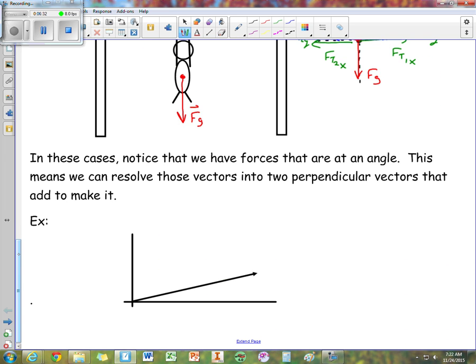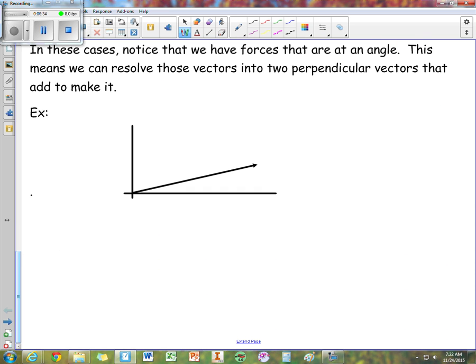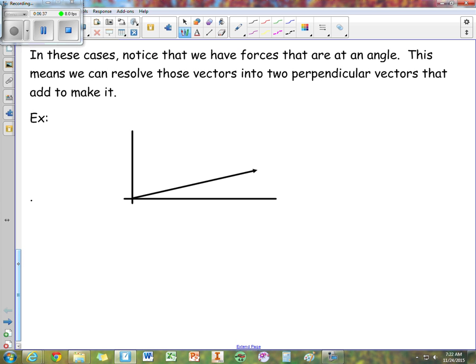Now, just to wrap this up, notice that in all of these cases, we had forces that were at an angle, which meant that we could resolve the forces into perpendicular vectors that add together to make them. So, once again, as an example, if this is angled at, say, theta, and this is some vector F, we could put two vectors head to tail, and we can add those two vectors together to give us that original vector F.